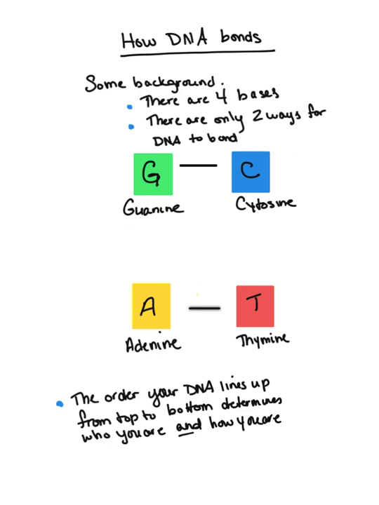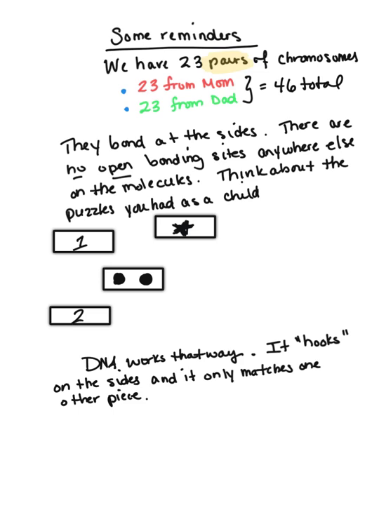Let's take a quick look at that, okay? We get 23 pairs of chromosomes total. So if you hear 23 and 46, you should hear 23 pairs. If you hear only 23, then it has to be a gamete. Okay, 23 pairs is a full cell. So this 46 would make a full cell, and these 23 would be gametes. Okay, so only gametes have less DNA. And they only bond on the sides. There's no open bonding sites anywhere else.